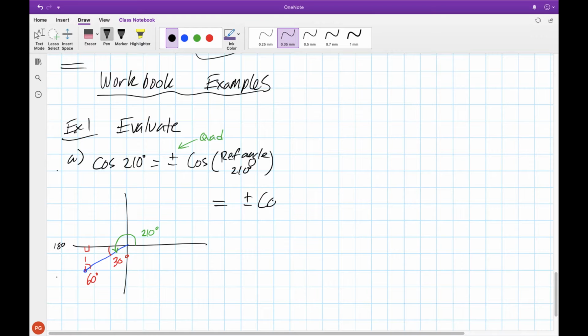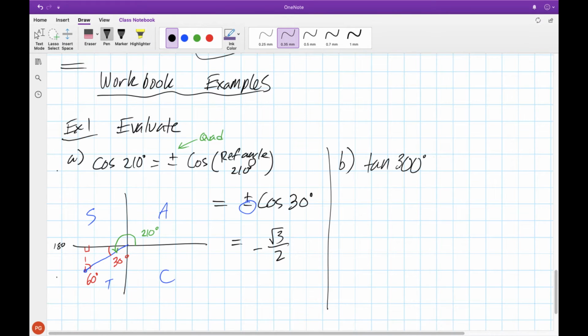So in this case, we can see that our reference angle is going to be 30 degrees, so our answer is going to be plus or minus the cos of 30 degrees. We can figure out the sign by using our add sugar to coffee. We're in quadrant 3, only tangent is positive. That tells us this cosine is going to be negative. And whether you memorize it or reproduce the diagram, cosine of 30 degrees is root 3 over 2. So we get our answer of negative root 3 over 2.